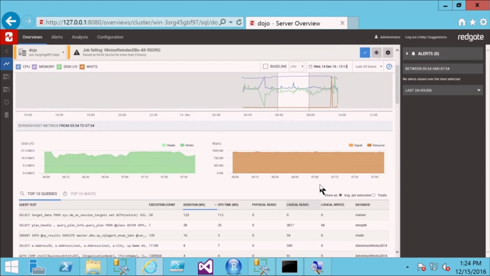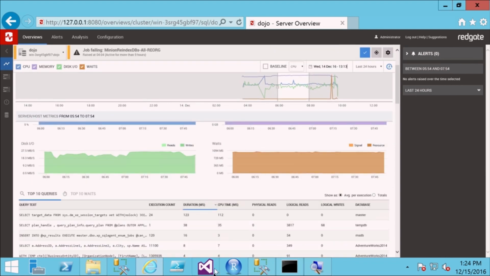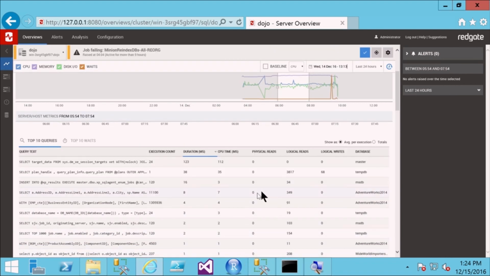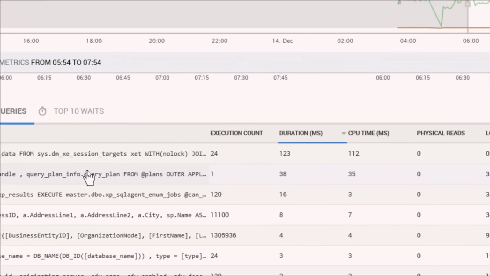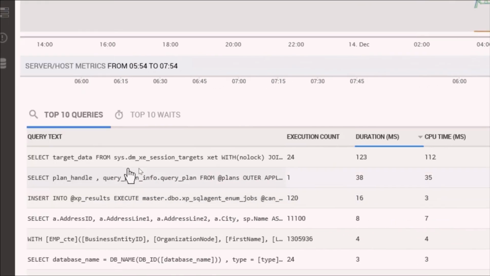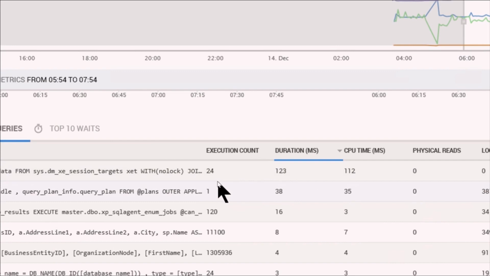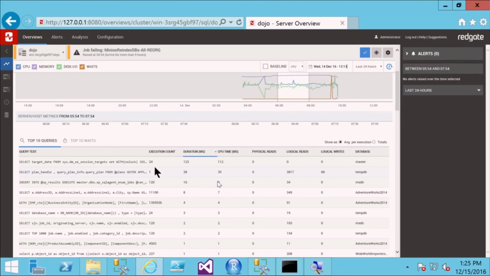Oh, it's my mouse. So next, we can go down and start looking at the top 10 queries. And we can see by duration each of the queries that are going on. Now let me zoom in a little bit so you guys can see. There's some sort of system query here looking at the extended event session targets. Maybe that's important, maybe it's not. It got executed 24 times. Duration's a little long, a little bit of CPU. That's an average duration over that period. Maybe that's an issue, maybe it's not.